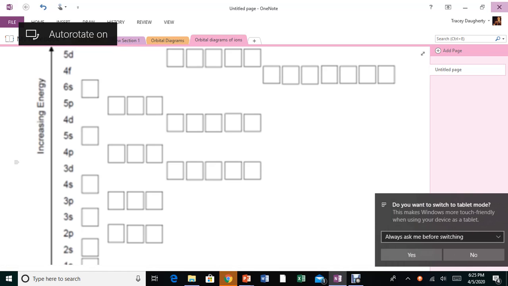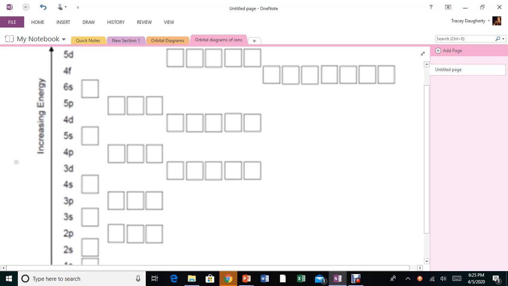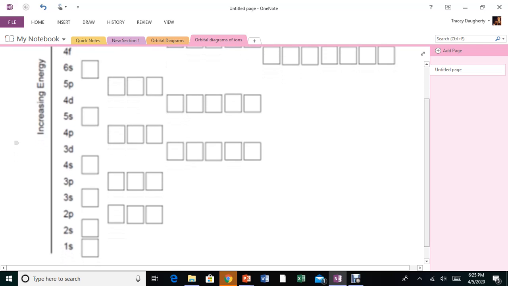I want to show you how to do orbital diagrams of ions, and this is not necessarily different than regular orbital diagrams. It's just that the plus and minus signs might give people trouble, so we will go ahead and do a video over this, and I'll show you how to do these orbital diagrams.